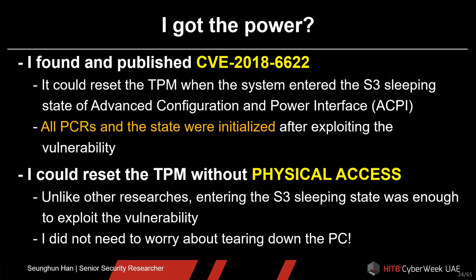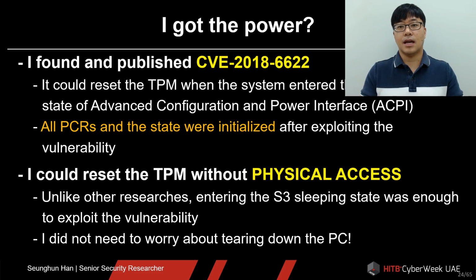Because of this environment, I could find and publish CVE-2018-6622. It could reset the TPM when the system entered the S3 sleeping state of the Advanced Configuration and Power Interface, or ACPI. After exploiting the vulnerability, all PCRs and state were initialized. Due to the vulnerability, I could reset the TPM without physical access. Unlike other research, entering the S3 sleeping state was enough to exploit the vulnerability. It meant I did not need to worry about carrying around the PC.